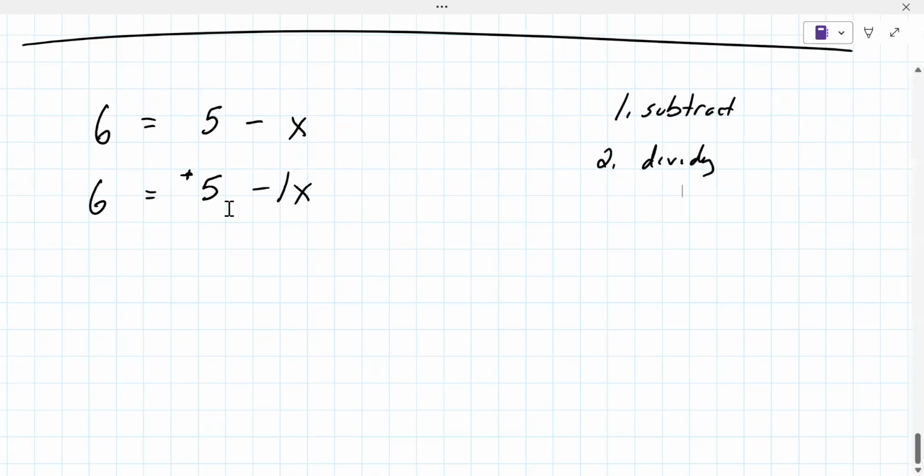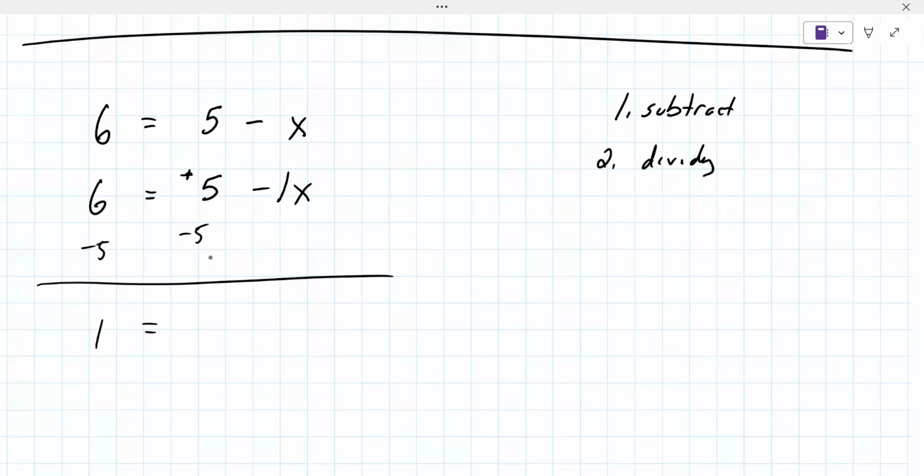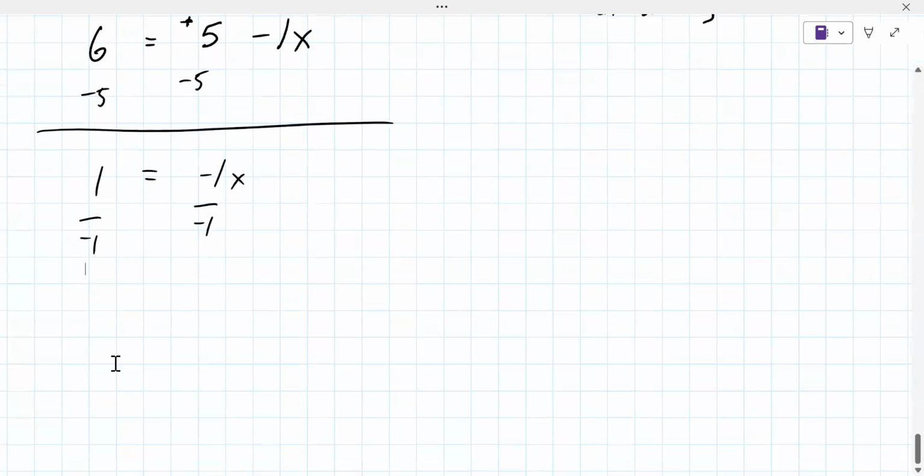So what number are you going to subtract from both sides? Yes. Okay, you subtract 5 from 6, that equals 1. Then what are you dividing both sides by here? -1. Okay. All right, so what is 1 divided by -1? That's going to be -1. Yes, x equals -1.